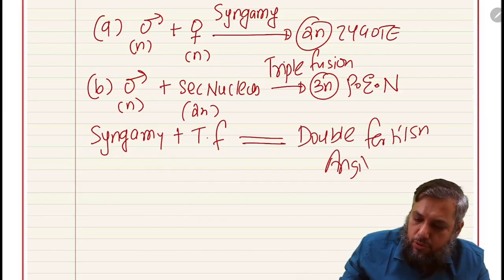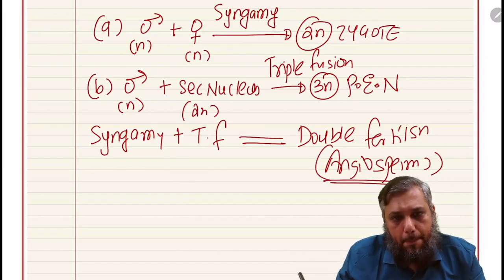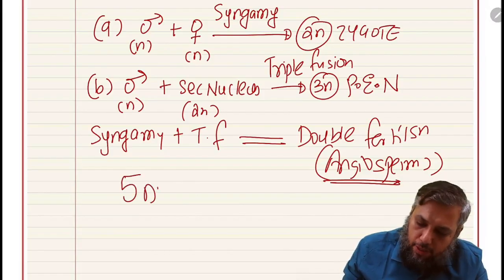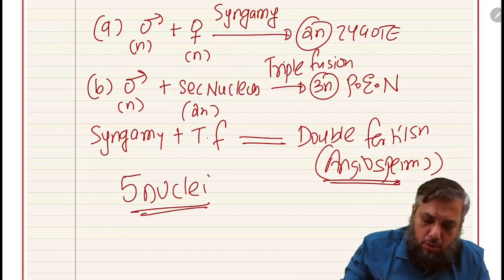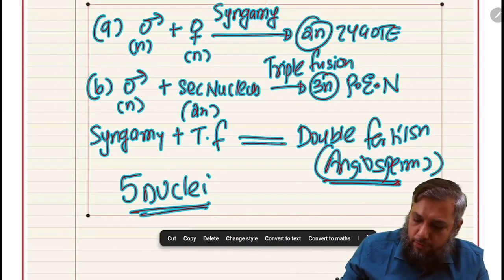It's a characteristic feature of only the angiosperms, where totally five nuclei are involved. So this whole process together is called the process of double fertilization.